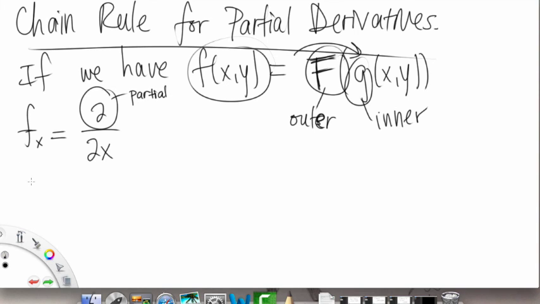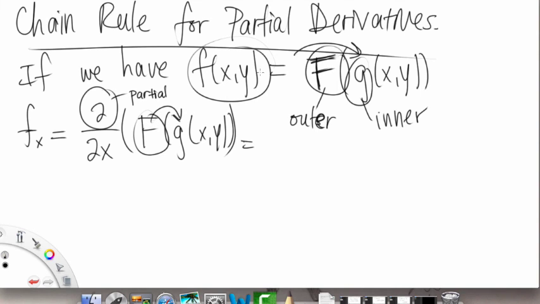So the partial derivative with respect to x of F of g of x and y. We're going to differentiate the outer one with respect to the next thing that it touches. That would be the derivative of capital F with respect to g. Then we multiply times the derivative, this time the partial of g with respect to x.